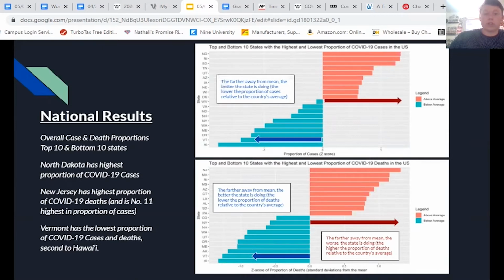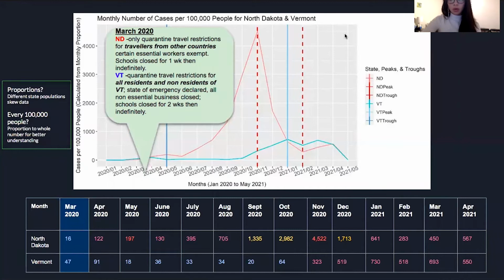So we have North Dakota at the top being the worst in cases, and Vermont at the bottom as the best as far as their proportion for cases, as well as New Jersey at the top being the worst in deaths, and Vermont still at the bottom in deaths proportion. We can see a really stark contrast when comparing the states of North Dakota and Vermont. As you can tell, in North Dakota, from the months of April through November, cases were rising very steeply, whereas in Vermont, those numbers remained pretty low.